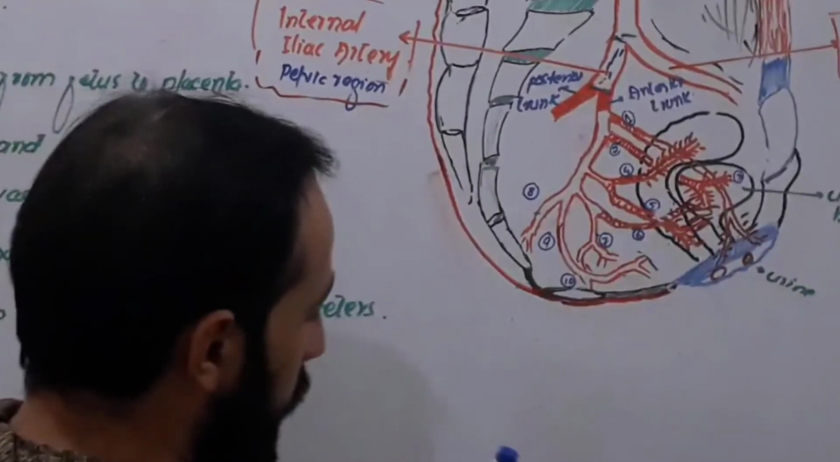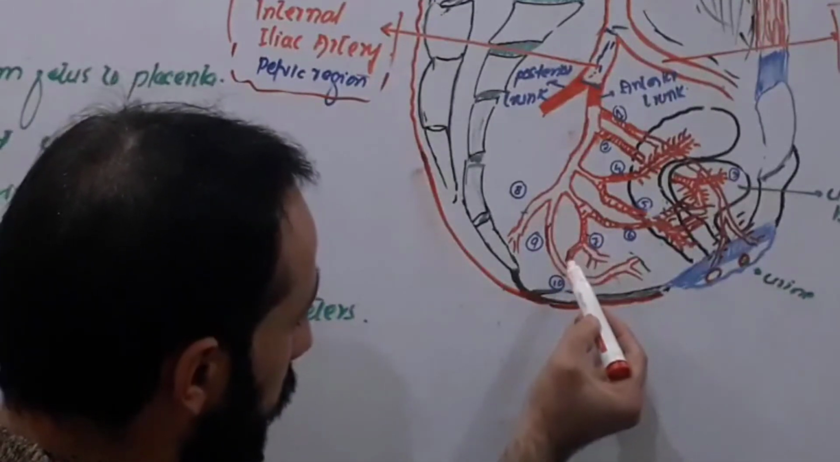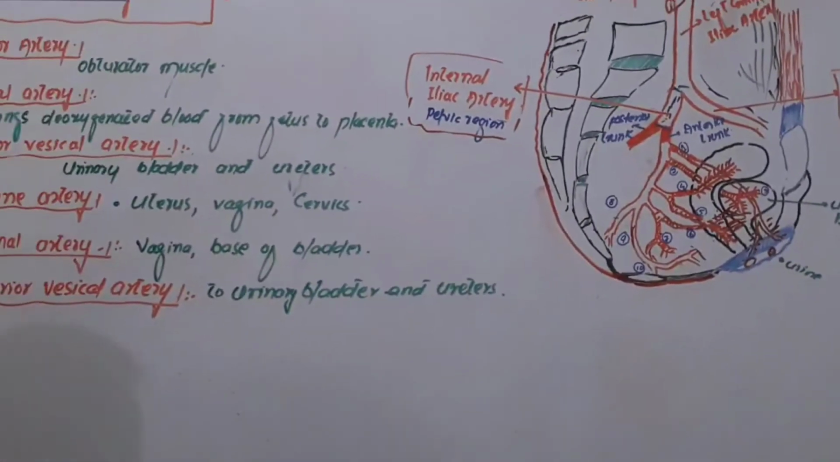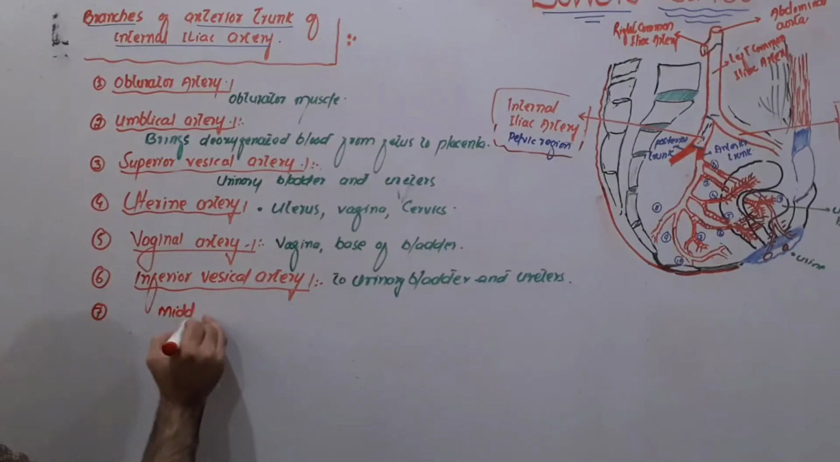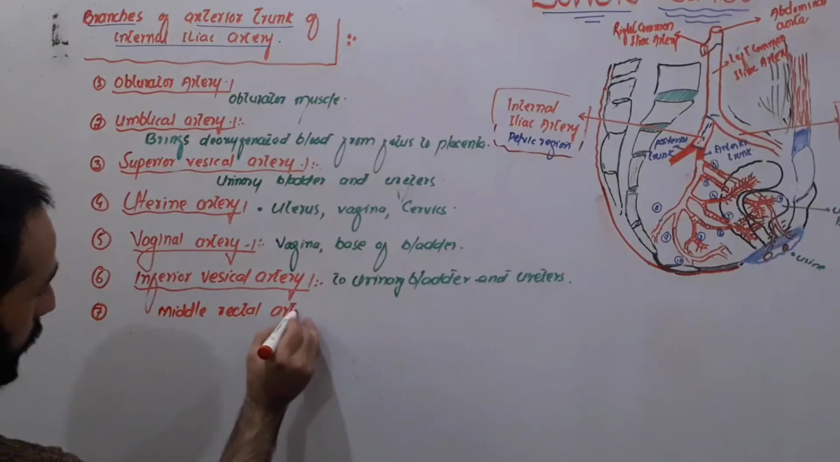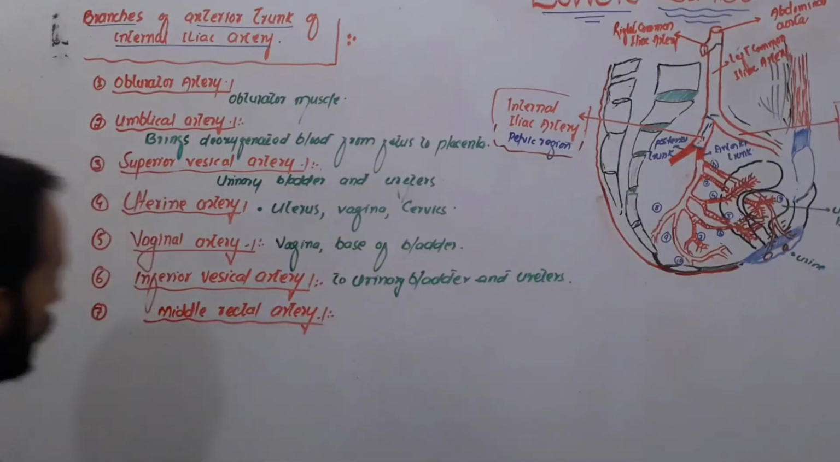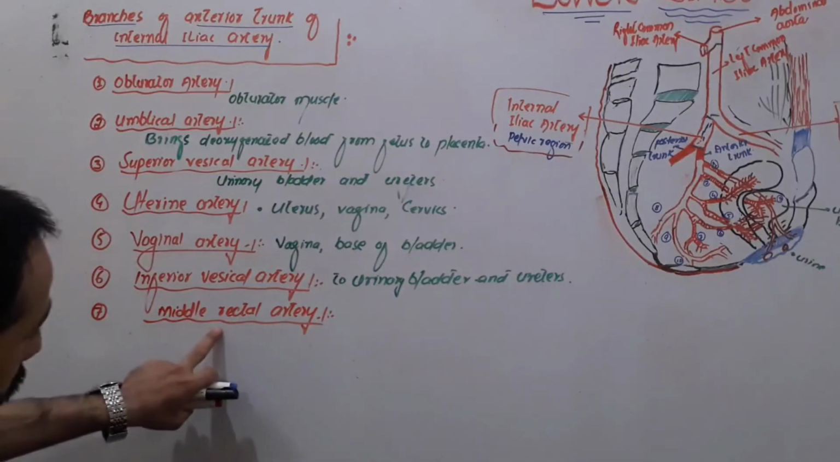Then there is the seventh branch, right? Look, this is our seventh branch. Here it is coming like this, right? So this is called the middle rectal artery. The seventh branch is called the middle rectal artery or branch.